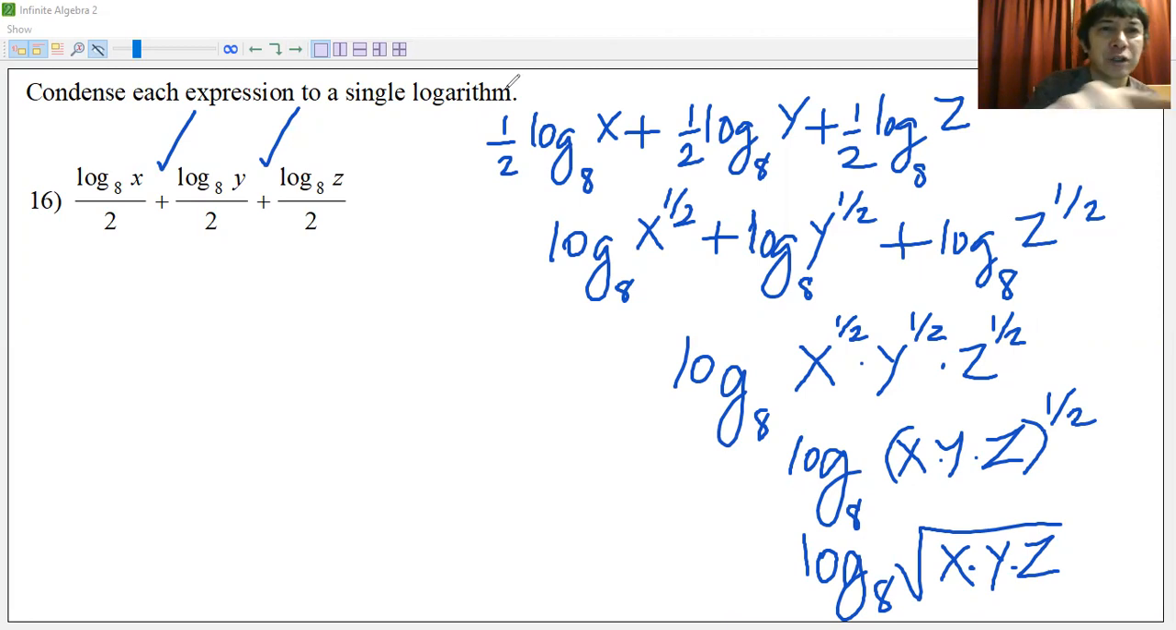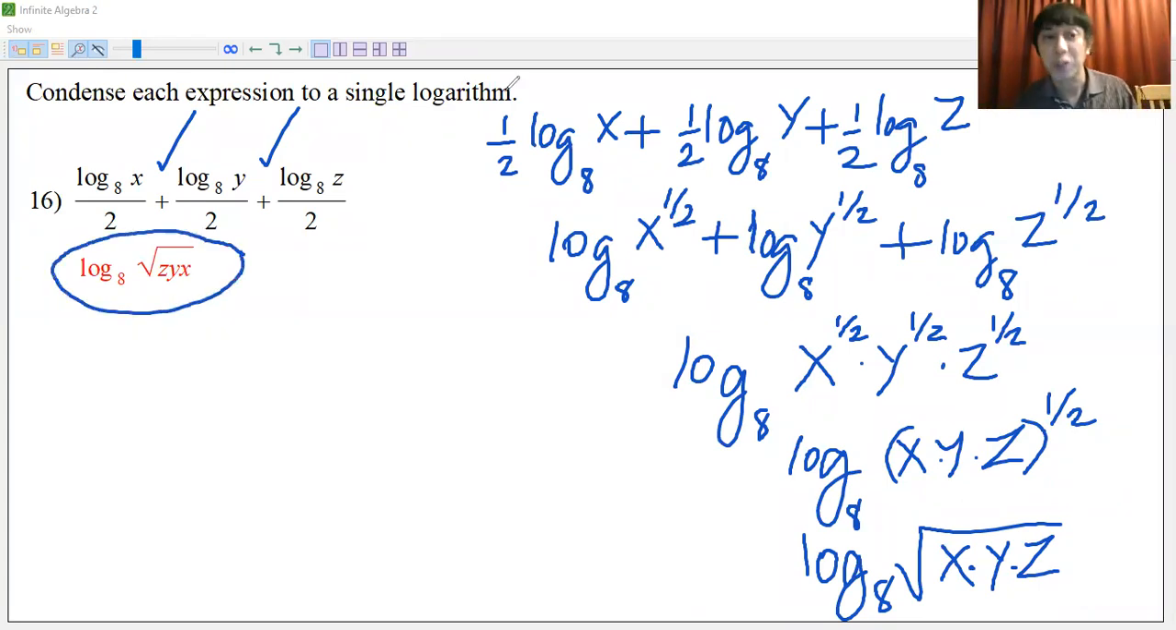Let's check the answer. Here's the answer of the computer. The computer chose to write it zyx. It means the same thing, xyz or zyx. It's a product. So that will be for number 16. Let's proceed to number 17.